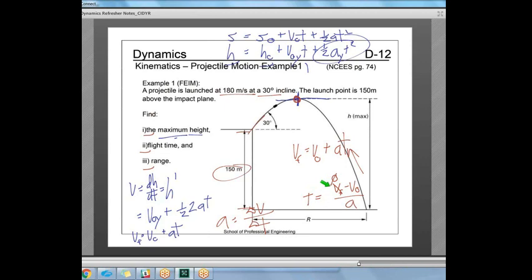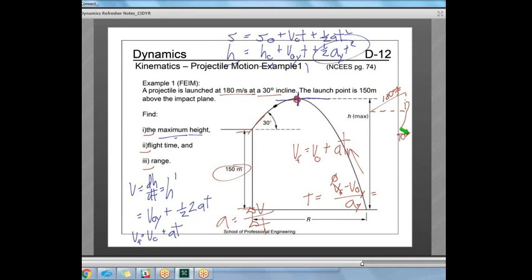So we're looking for the time to reach the top. Our V final, we're going to set that equal to 0. What's our V naught value going to be? As a reminder, everything we're doing right now is purely in the vertical direction. So what we're really looking for here is V naught Y and A in the Y direction.